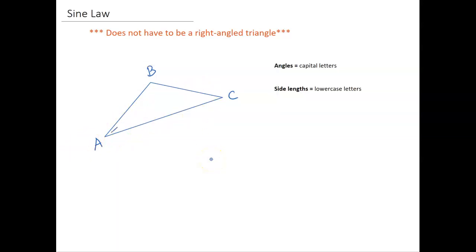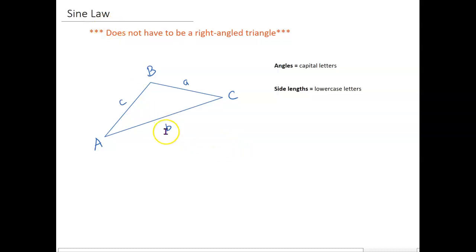So if this is angle A, the side length a would be across from it, and it'd be written in lowercase, like so. And then angle B will have a side length across from it written as a lowercase b, and then for angle C, the side length would be c across from it as well. Okay, so don't forget this convention because it'll be important for when you write these trig laws.